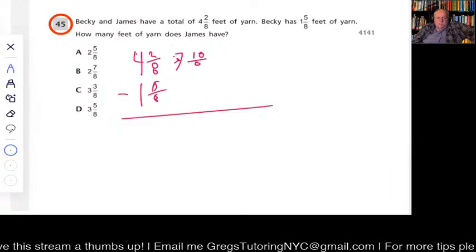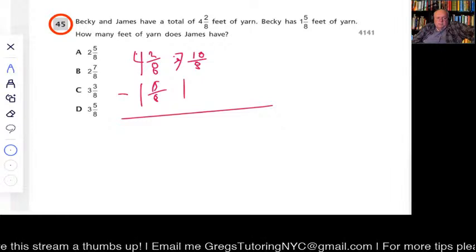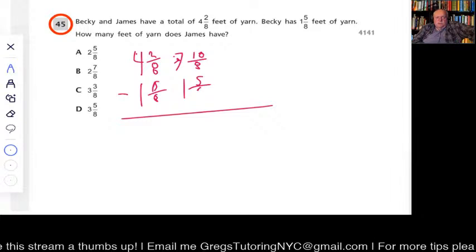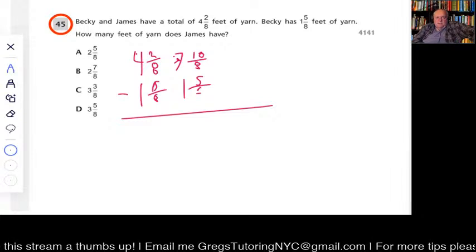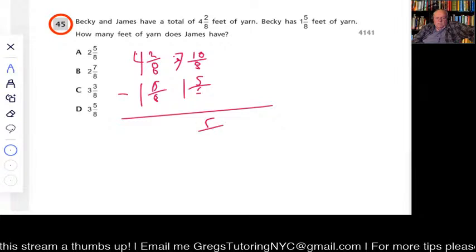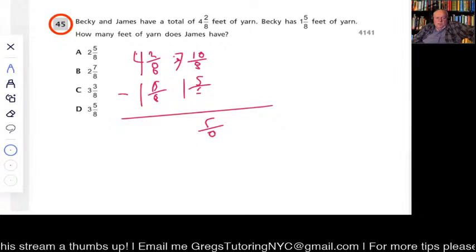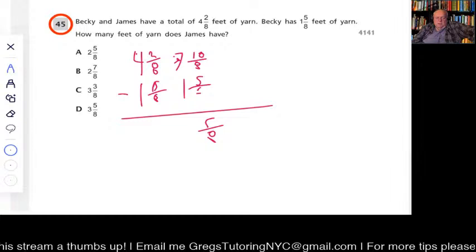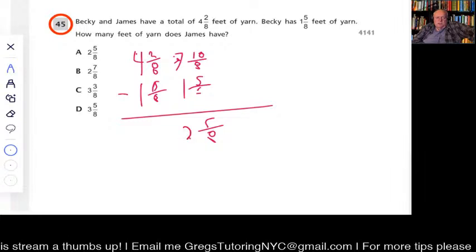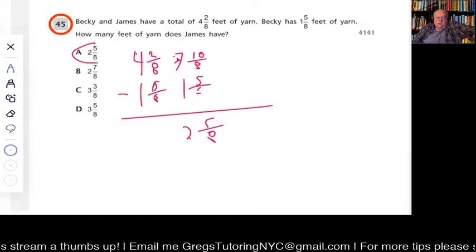And this is still 1 5/8. So 10/8 minus 5/8 is 5/8. And we converted the 4 to a 3, and 3 minus 1 is 2. Okay, that gives us 2 5/8, which is choice number A.